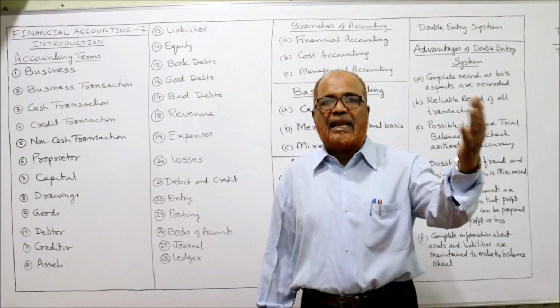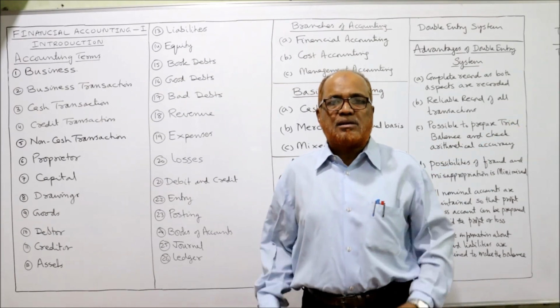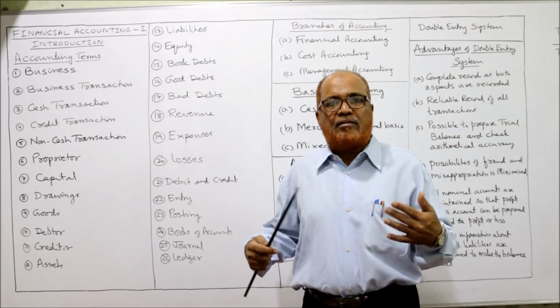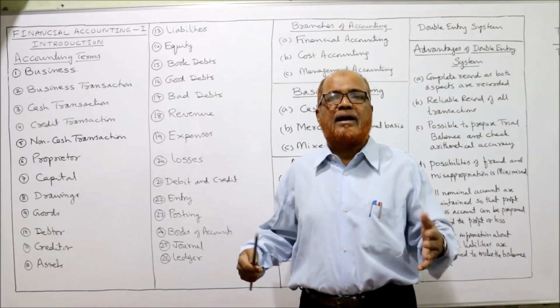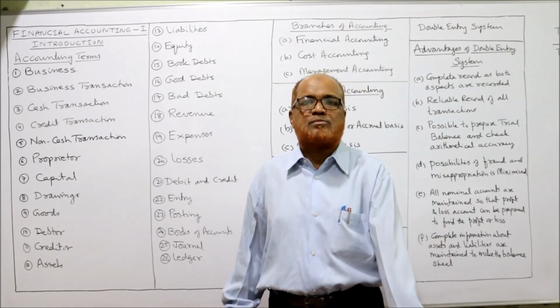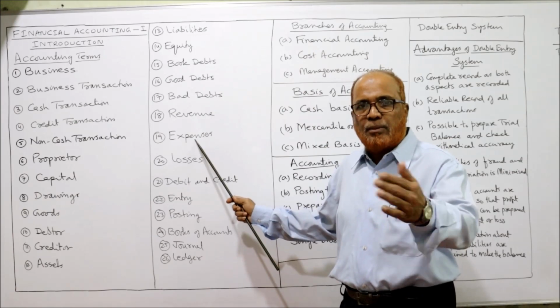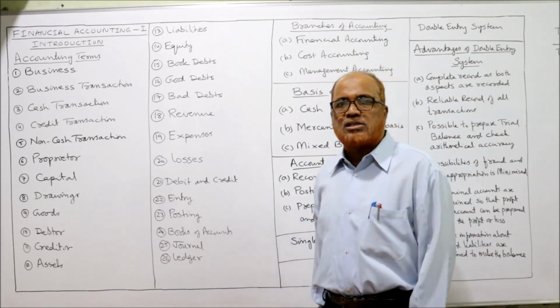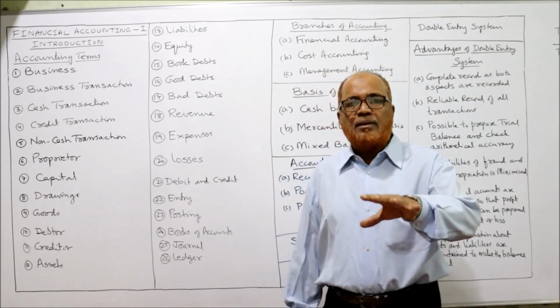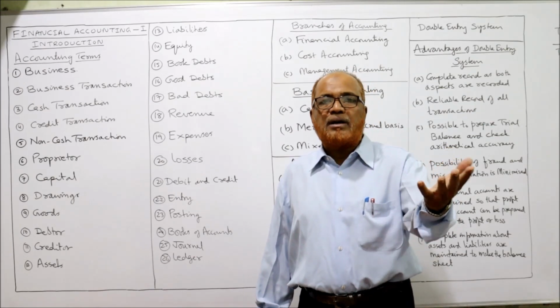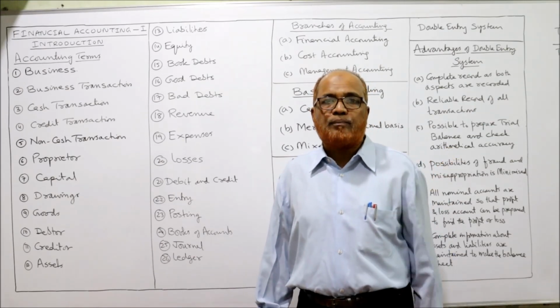Rent paid to the landlord, that is the expense. Similarly, electricity bill paid or water bill paid, gas bill paid, all these are the expenses paid by the business, for which the business will get the benefit. Then losses. Losses means the business has spent the money, but it is not getting any benefit at all.